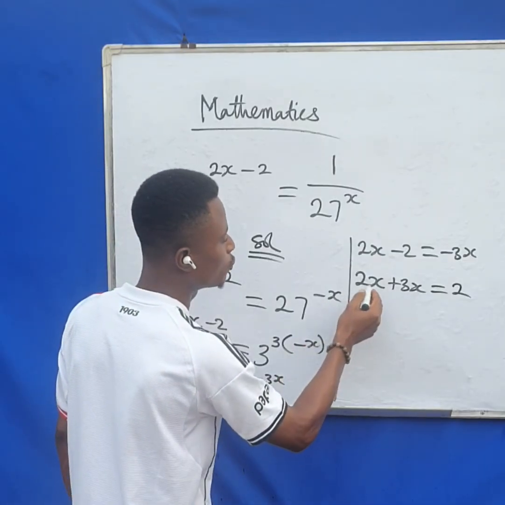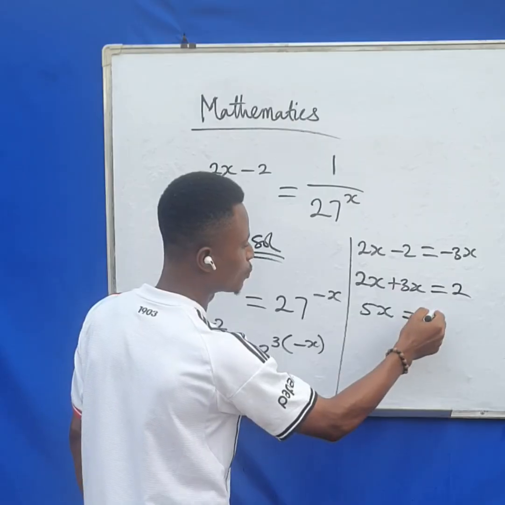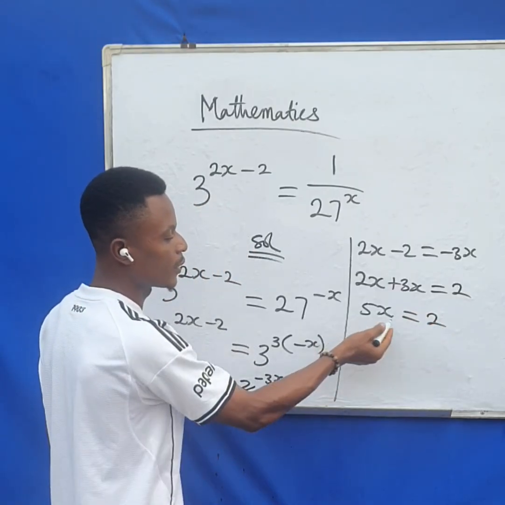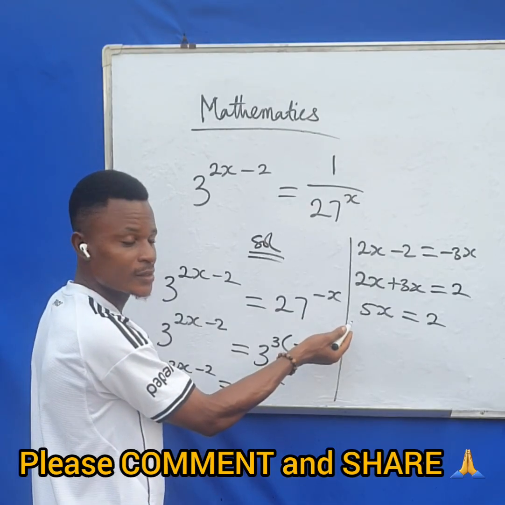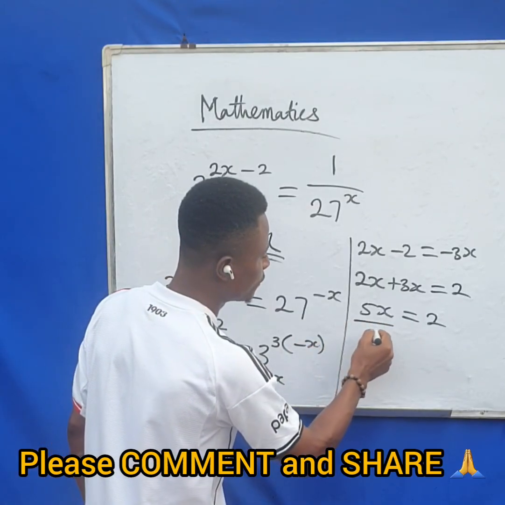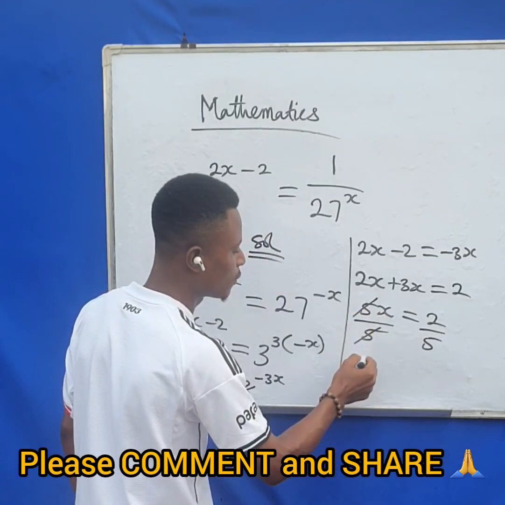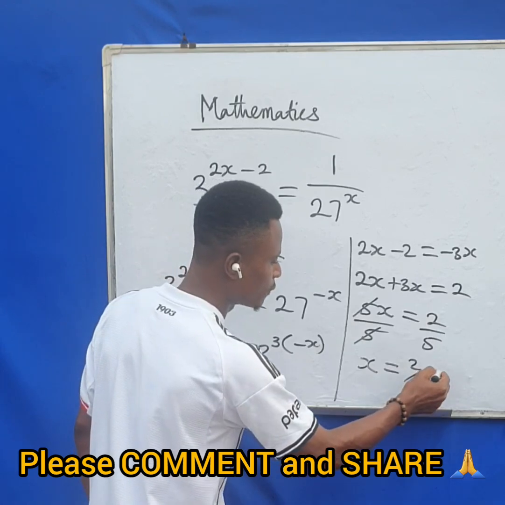On the left, we have 2x plus 3x, which will give us 5x, then equal to 2. We're looking for x, not 5x. So we're going to divide both sides by this 5 that is attached to the x. Divide this by 5 and divide this by 5. 5 here will cancel 5, and we have x equal to 2 over 5. This is the answer to this question.